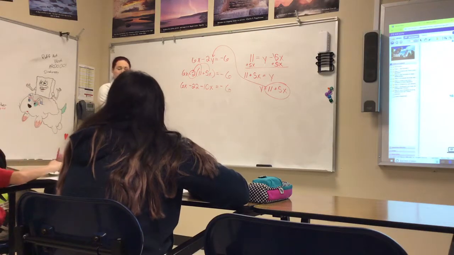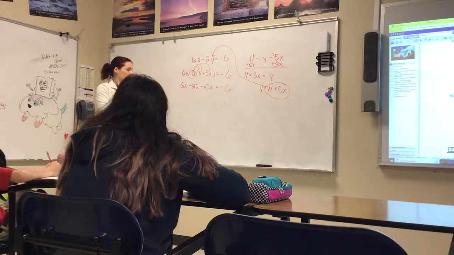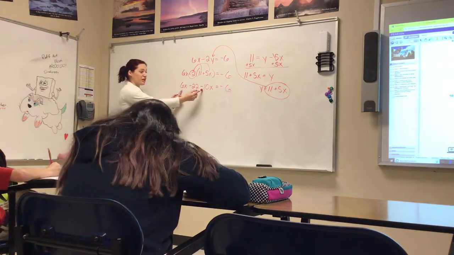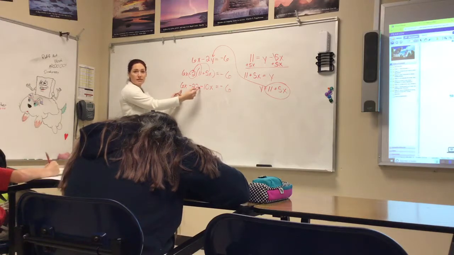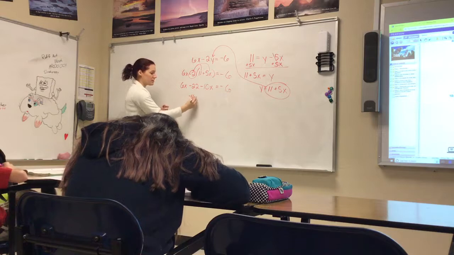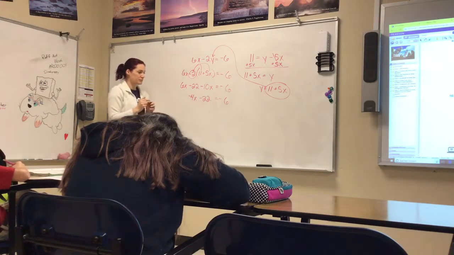After you do the distributive property, get rid of the parentheses. What's typically next? You combine your like terms, yes. But these ones you're not actually going to add. Be careful that you're subtracting. So it's going to be 6 minus 10, which is negative 4x, minus 22 equals negative 6.